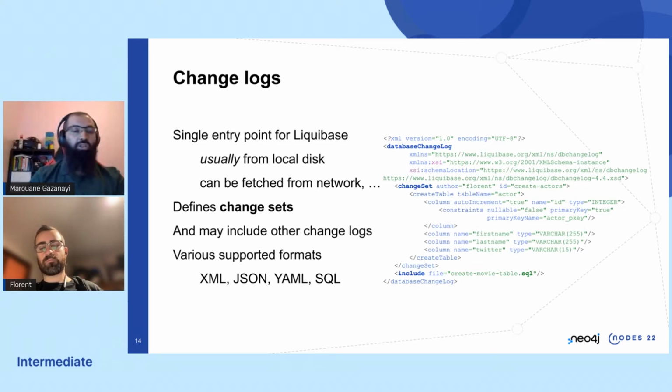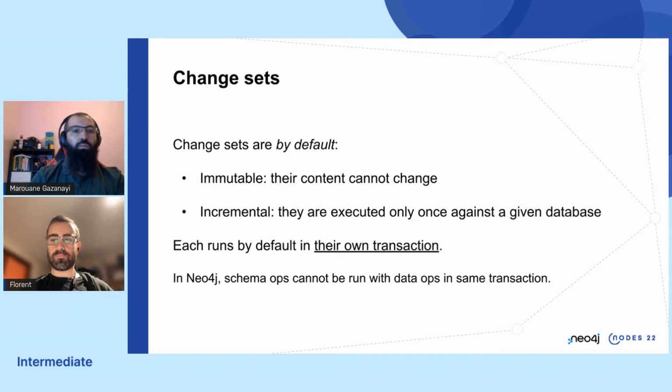And inside each change set, you can include other change sets. This will help you to keep things clean. So you can have a change set describing what you want as change, etc. Next comes a change set, which is by default immutable, which means that you can't change the content. You can do it, but by default you need to keep your changes immutable.